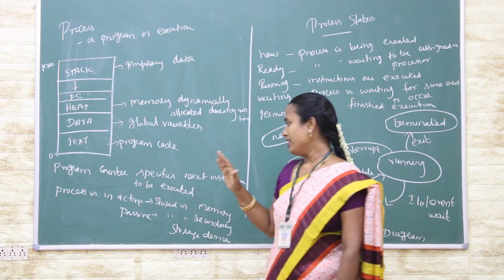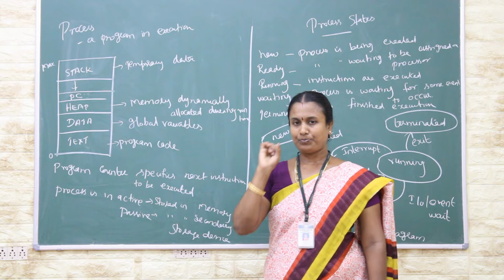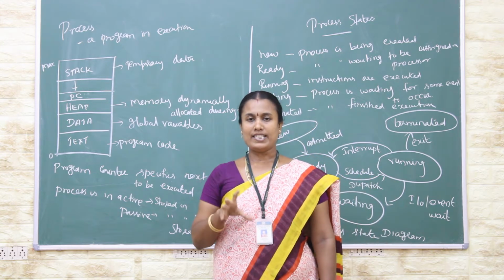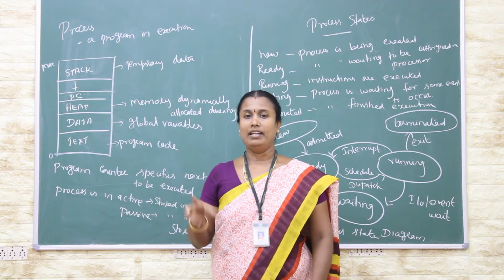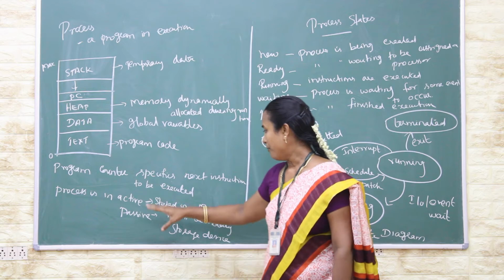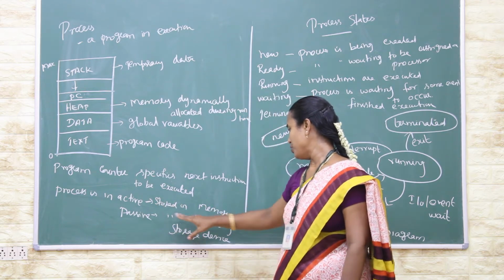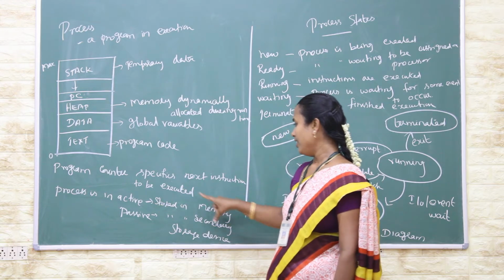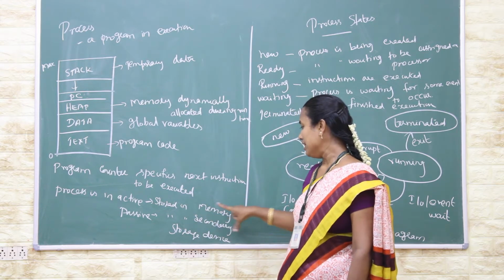Then, a process has two states: active and passive. What is active? Active means the process is stored in the program memory, the system memory. That is called the active state. Passive means the process is stored in the secondary storage. Can you identify? Active means stored in memory; passive means stored in secondary storage.